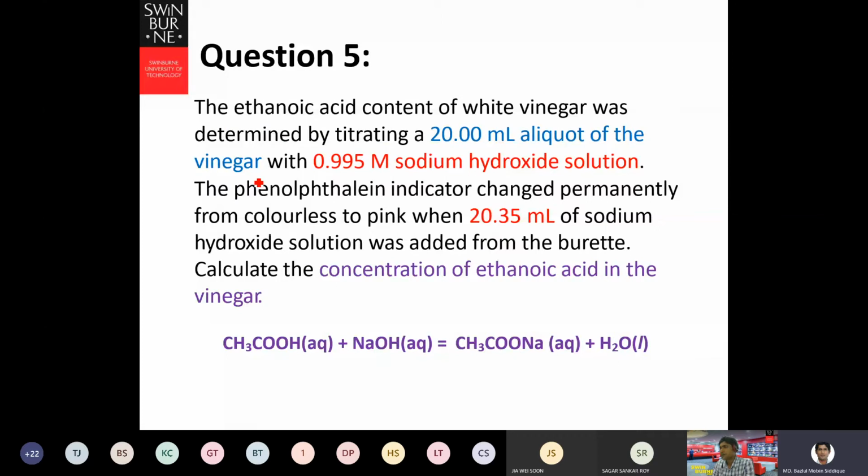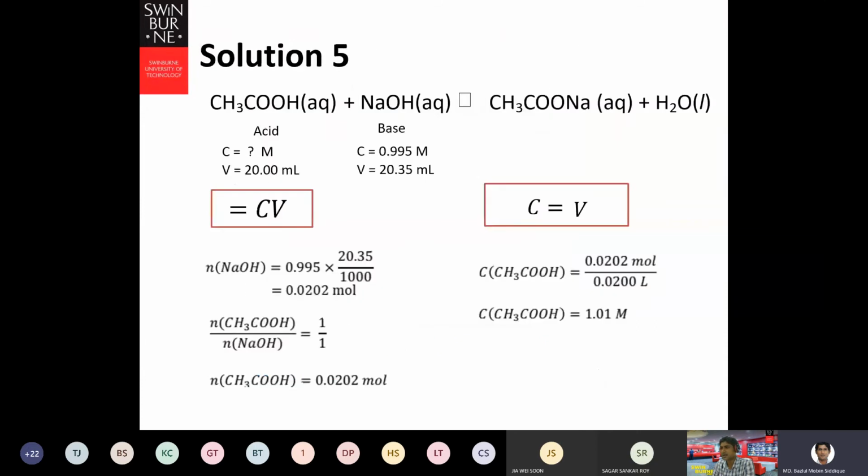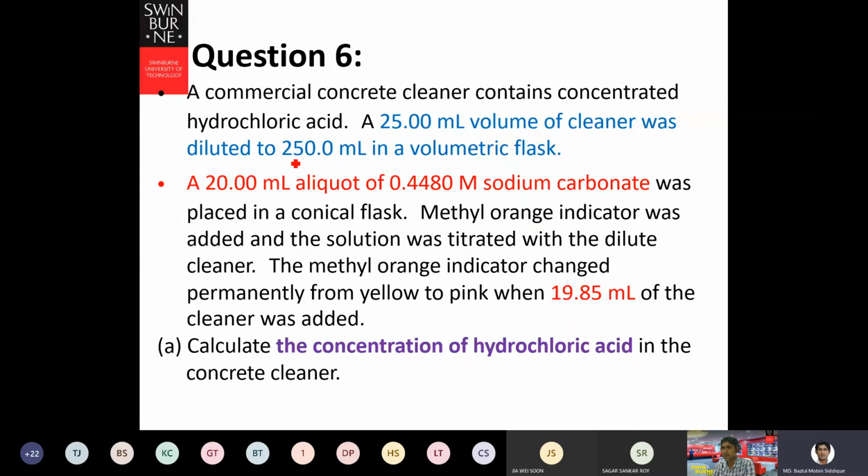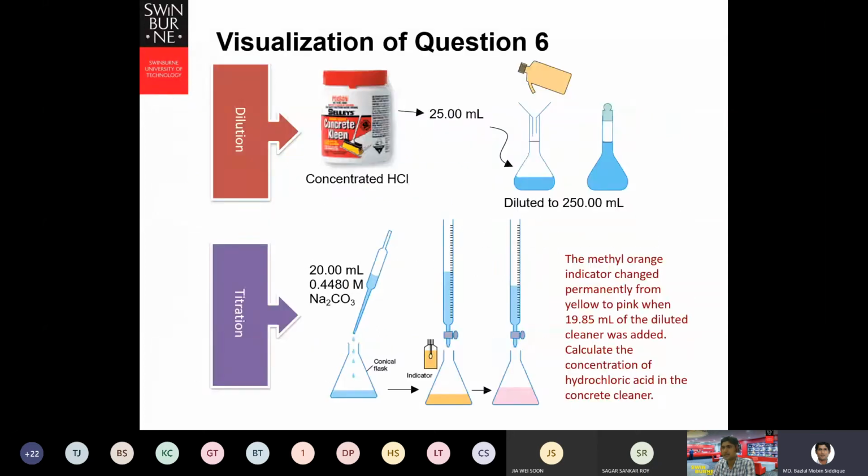There is question number 5, ethanoic acid content in the vinegar, which is exactly the same thing that we have done, and I hope that you understood this and have grasped this. This is broken. It should be an equal sign here. All right. So this is how we have calculated it.